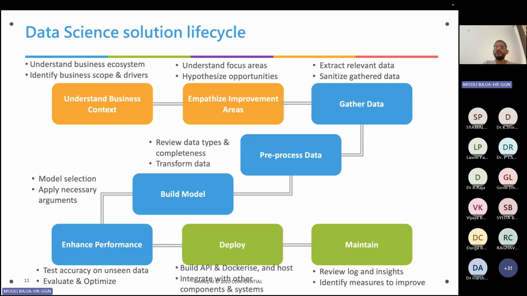Then if we build a model, we will just look at how a model can be built. And then once a model is built, let's say the performance is not up to the expectation. So you will go make changes, fine tune the model in such a way that the performance is improved. Then you create APIs, Dockerize, and deploy and maintain. These are the steps. So you can broadly break this into three pieces. One is business scope, orange color. Second is technical scope, gathering data to building model and enhancing performance. And third is DevOps, deploy and maintain.